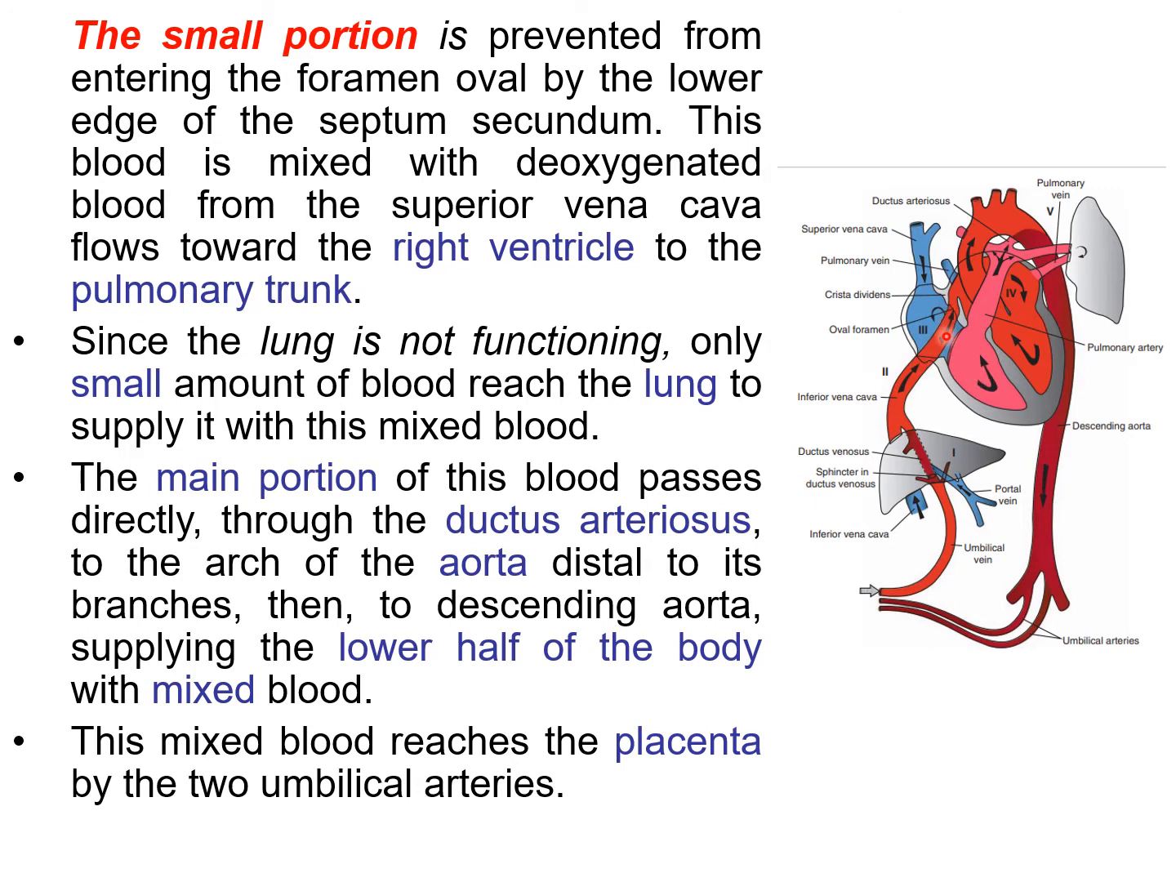So some of the blood from the inferior vena cava remains in the right atrium and mixes with the deoxygenated blood coming back from the head and neck region, and from here this blood enters into the right ventricle through the atrioventricular opening. As we already know, the lungs are not functional at birth, so a very low amount of blood is passing to the lungs.